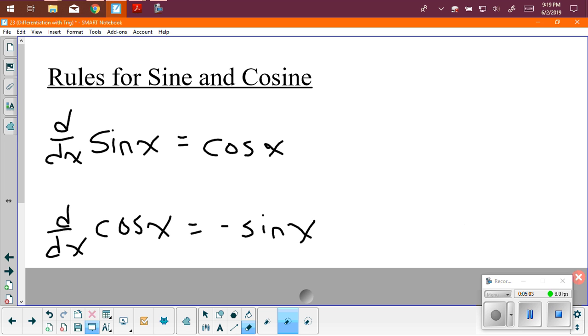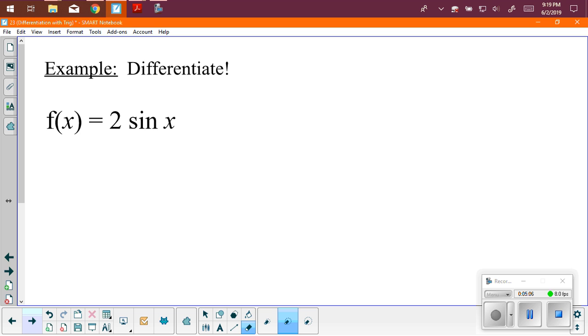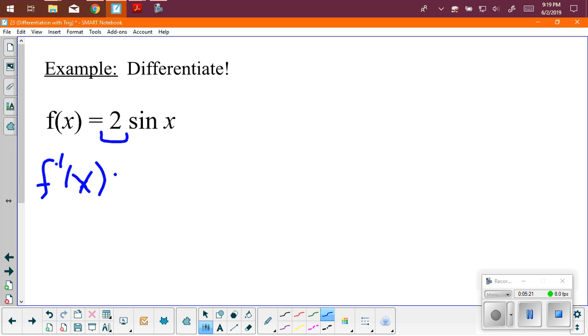So here we go. First one: instead of just plain sine x, we have 2 sine x. So f prime of x. The only difference is we have a constant times that. Hopefully from our work we can remember, when we have a constant multiple of some function, I can just leave the constant alone. So it's still 2, and now just do the derivative of sine, which is cosine. So the derivative of 2 sine x is 2 cosine x.